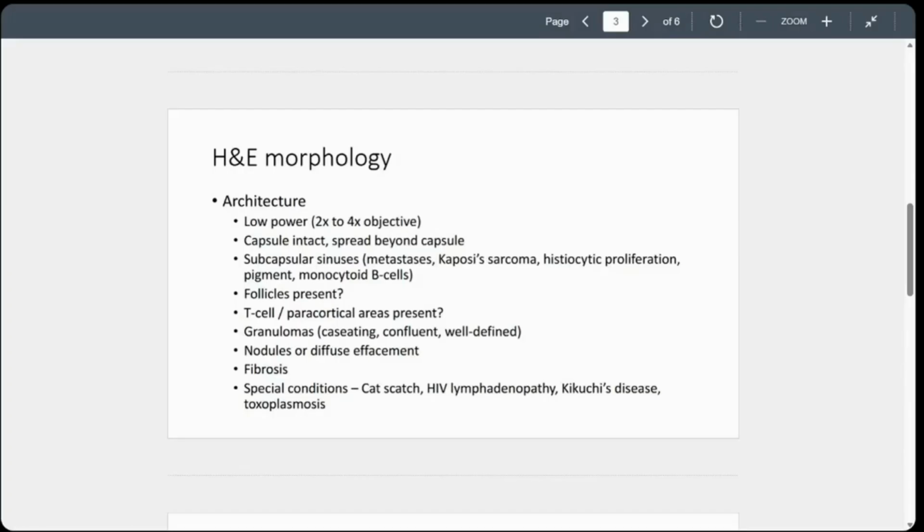If there's any proliferation of lymphoid cells, small cells in particular, do they spread beyond the capsule? It's relatively rare for a lymphoid infiltrate in a reactive node to spread outside the capsule. Look carefully within the subcapsular sinuses. Are there any metastases there? Is there any Kaposi's sarcoma? You can get some pigment in that area, like in T2 lymphadenopathy or dermatopathic lymphadenopathy. Is there any histiocytic proliferation? And also you can get a proliferation of monocytoid B cells in the capsular sinuses.